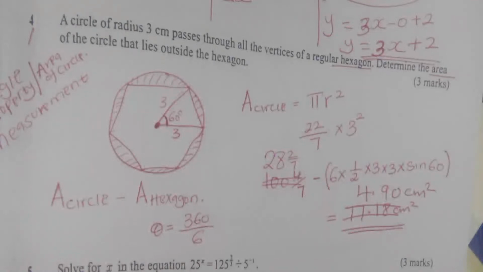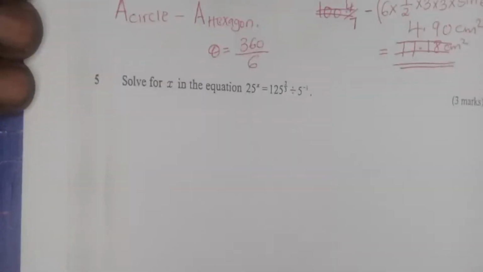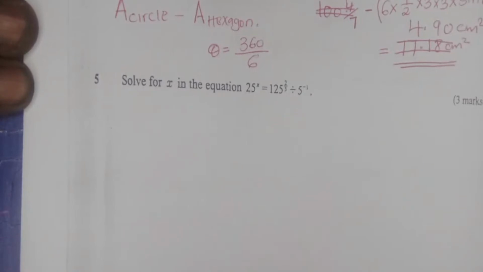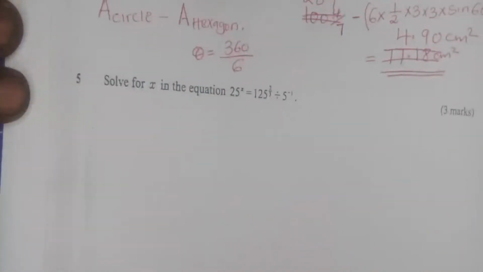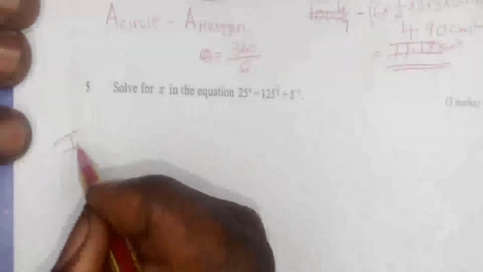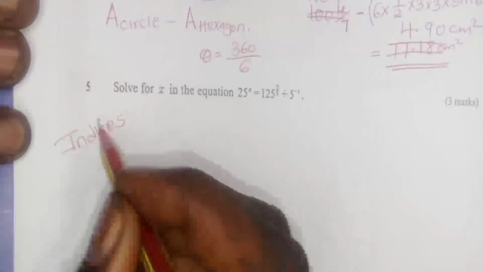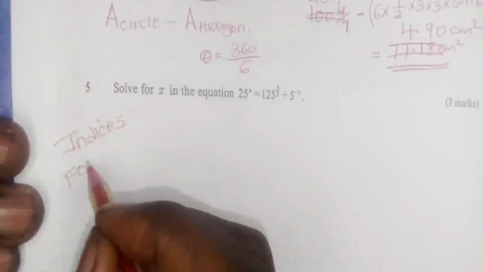Then now we can look at question 5. So in question 5, you are asked to solve for x in that equation. To solve for x, this one is an indices question.